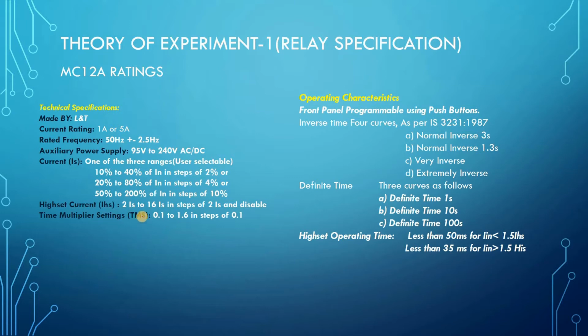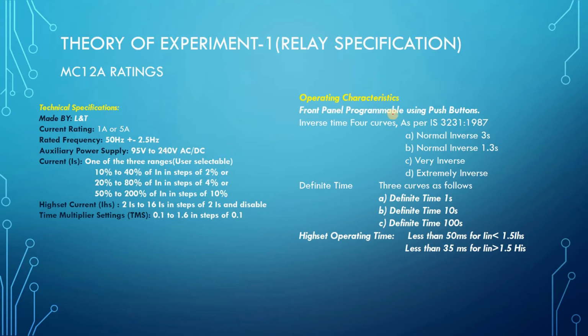And there is a time multiplying setting, and this TMS can be 0.1 to 1.6 in steps of 0.1. And see what the operating characteristics are. It is front panel programmable using push buttons. Whatever I told you, IS can be selectable and IHS also can be selectable, 2 to 16. So it can be 2, it can be 16, it can be in between. That can be programmed from the front panel of the relay.